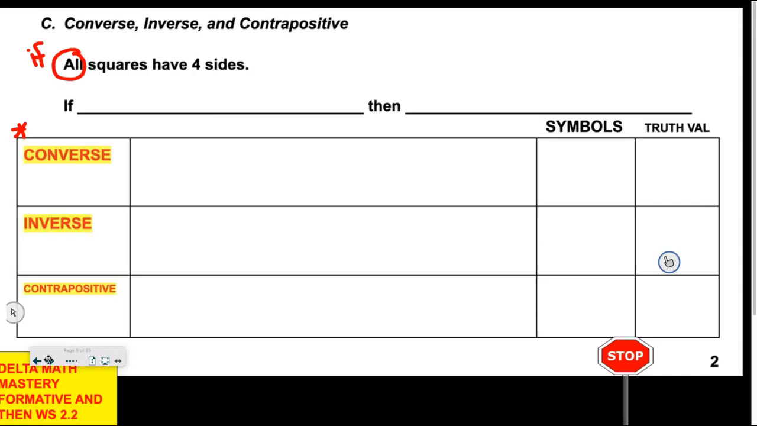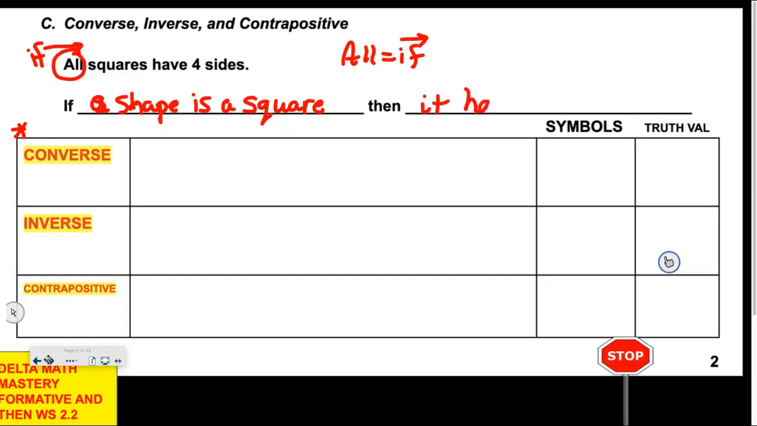So let's say a square is a shape, or polygon. So I'm going to say if a shape is a square, because that's what came right after the word all. So you might even want to write all equals if, and again we follow the if, we head right to being a square. If a shape is a square, then it has 4 sides. That would be called a true conditional statement.